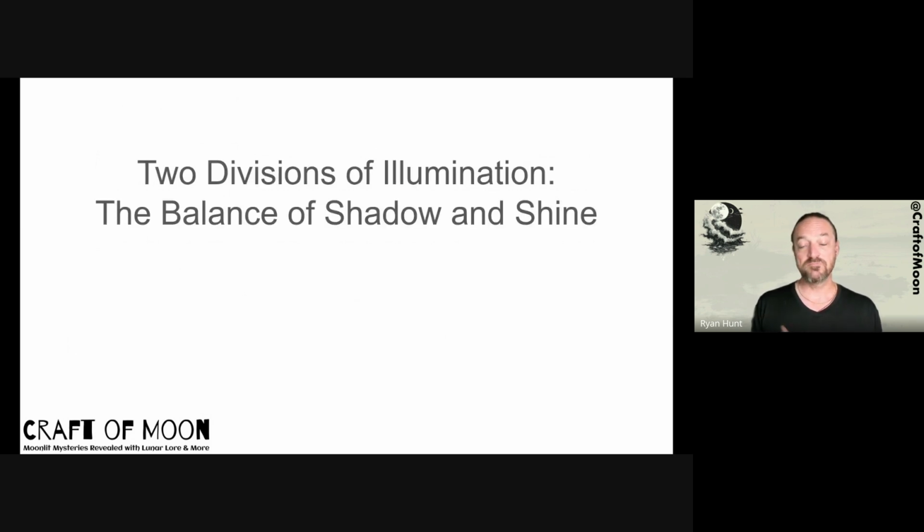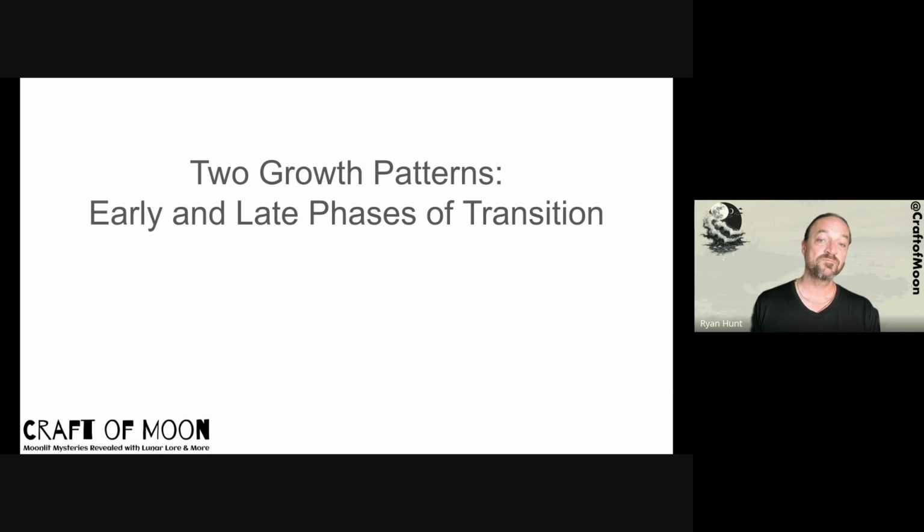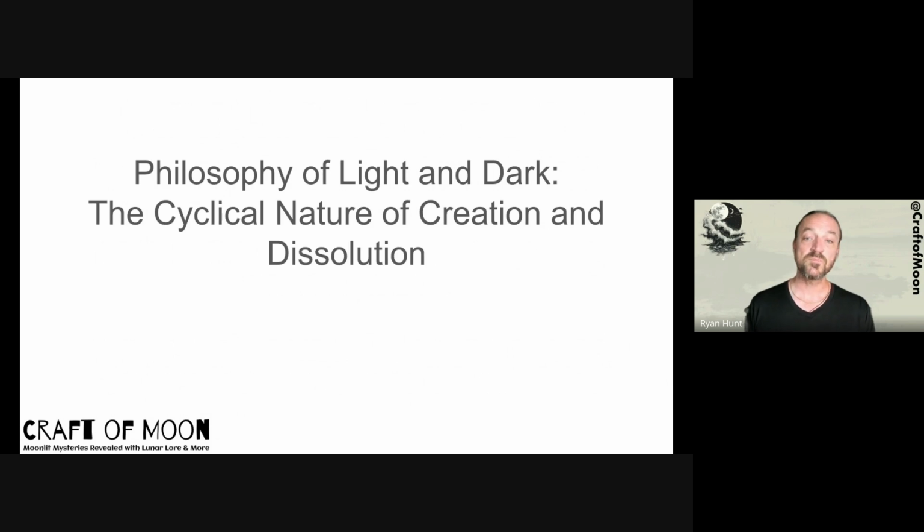After this video, I've got a series of additional follow-on videos with supplemental information. The first one is the 2 divisions of illumination, the balance of shadow and shine. Then the 2 hemicycles, the dance of accumulation and dissemination. Then the 2 growth patterns, the early and late phases of transition. And then we'll be getting into the philosophy of light and dark and the cyclical nature of creation and dissolution.